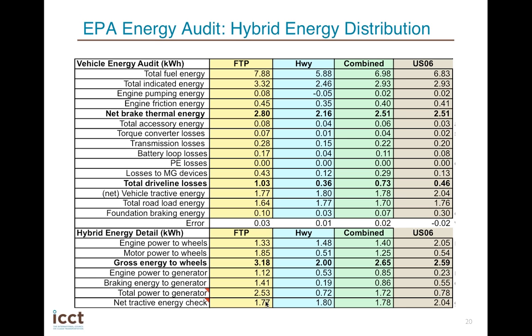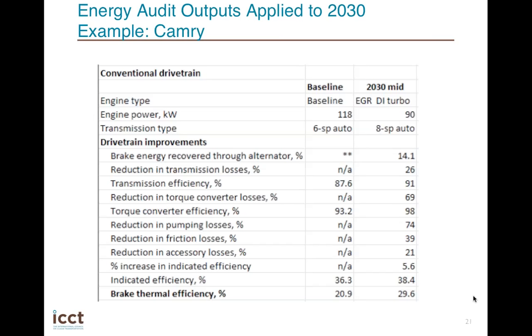This is the same, except now we're looking at the hybrids. Now you have inputs for some of the battery loop losses and the motor losses. EPA also had to put in some additional detail about just how energy flows through the hybrid system in order to get all these energies to work out right. So you have engine power to wheel, motor power to the wheel, gross energy to wheels. That actually doesn't match some of the numbers on the losses, but it's because of energy flows back and forth through the battery and the generator, and that's needed to capture those.